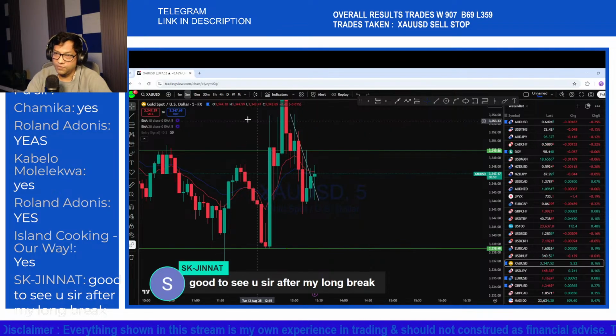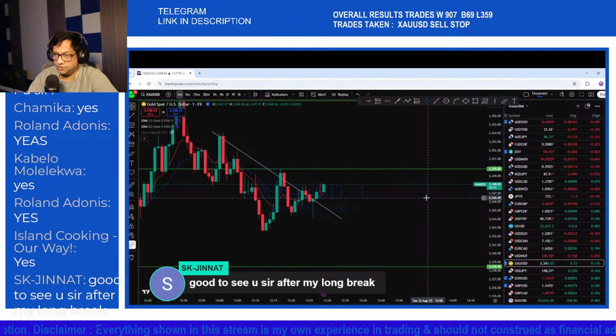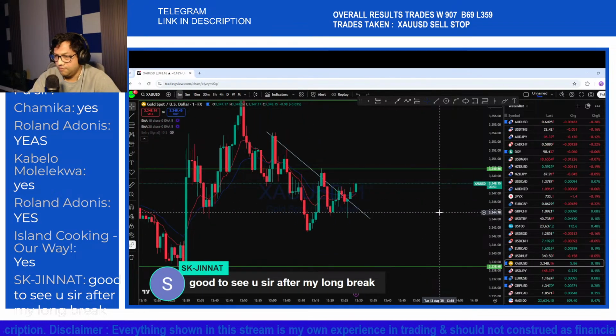looking at multi-time frame is very important, because that's where you will be able to see where the market is potentially heading.